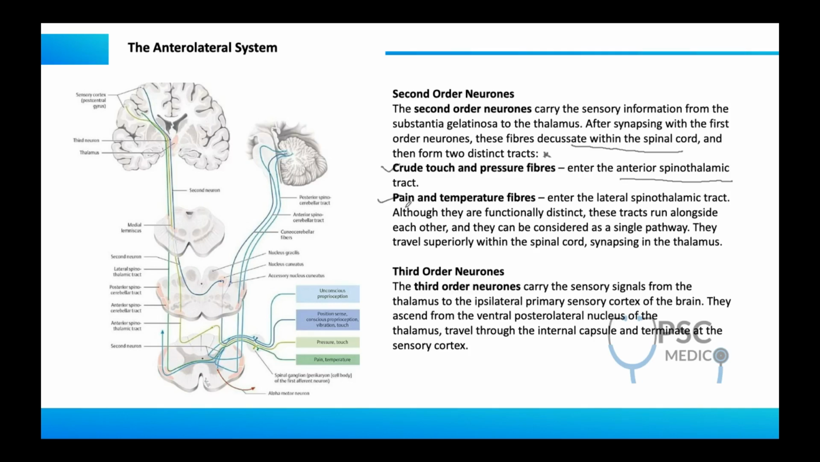Okay, so though they are structurally dissimilar and functionally distinct in character, you can see they are going parallel to each other like a single pathway, and they end superiorly by synapsing in the thalamus. The third order neurons carry signals from the thalamus to the ipsilateral primary sensory cortex. As I told you, they form the ventral posterolateral nucleus of the thalamus, VPL, concerned with the sensory system. From there they travel through the internal capsule, and they terminate in the sensory cortex.